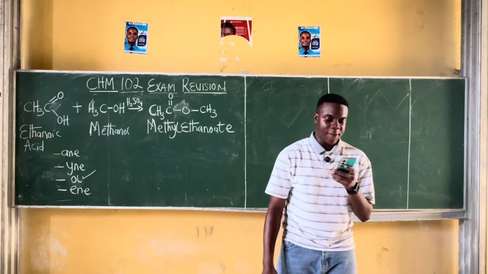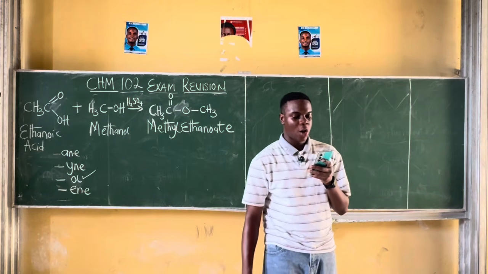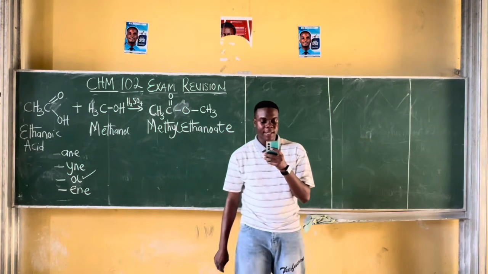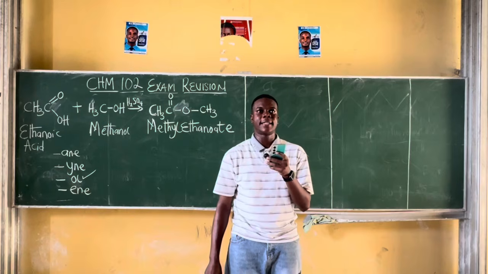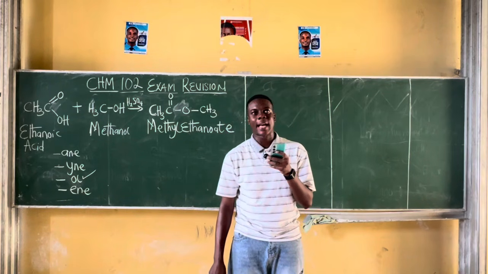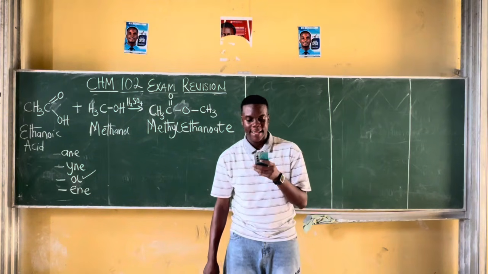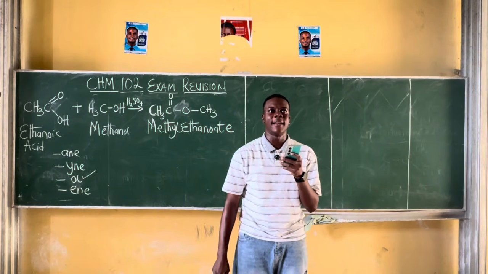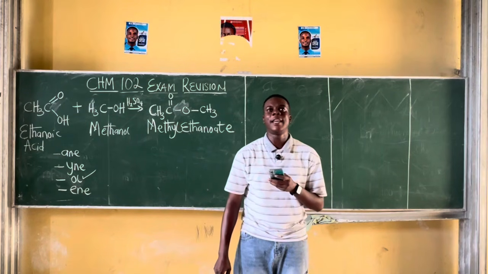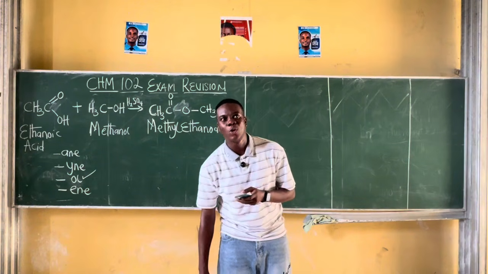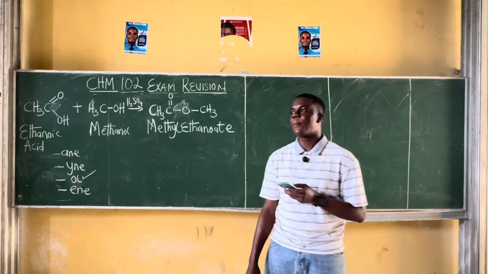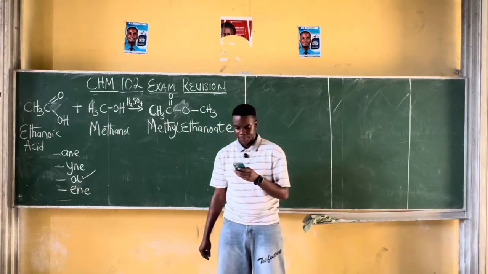D says, which of the following is not a general property of metals? First option says metals are good conductors of electricity. Is that a general property? Yes. Metals are malleable and ductile. Yes. Metals have high tensile strength. Yes. Then metals are poor conductors of heat. Is that a general property? No. So the answer is poor conductors of heat. That is not a general property of metals.